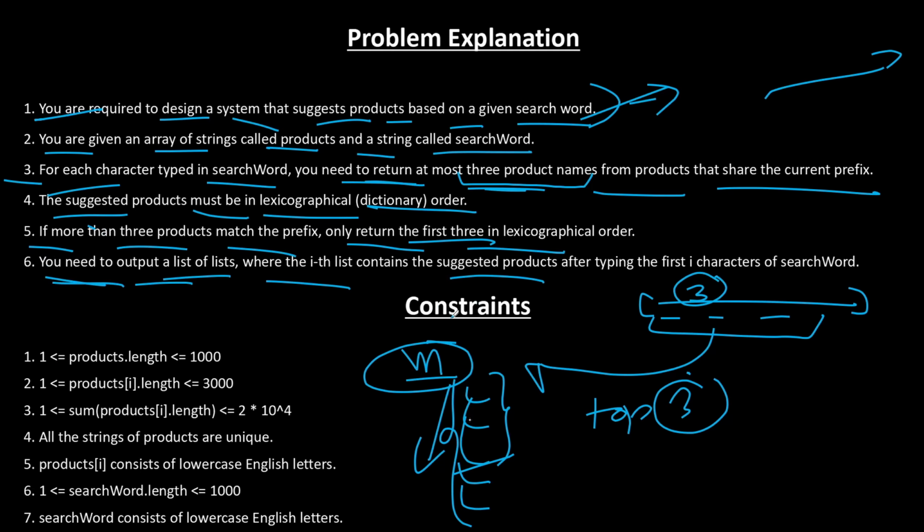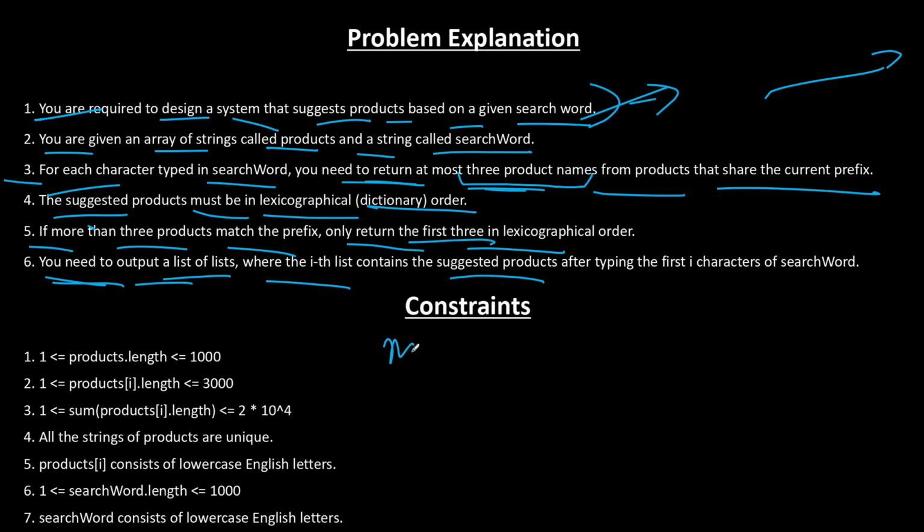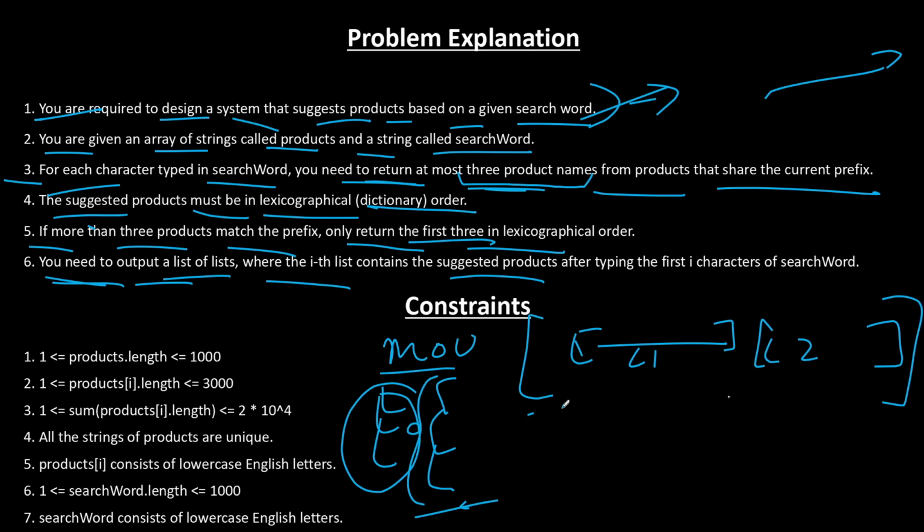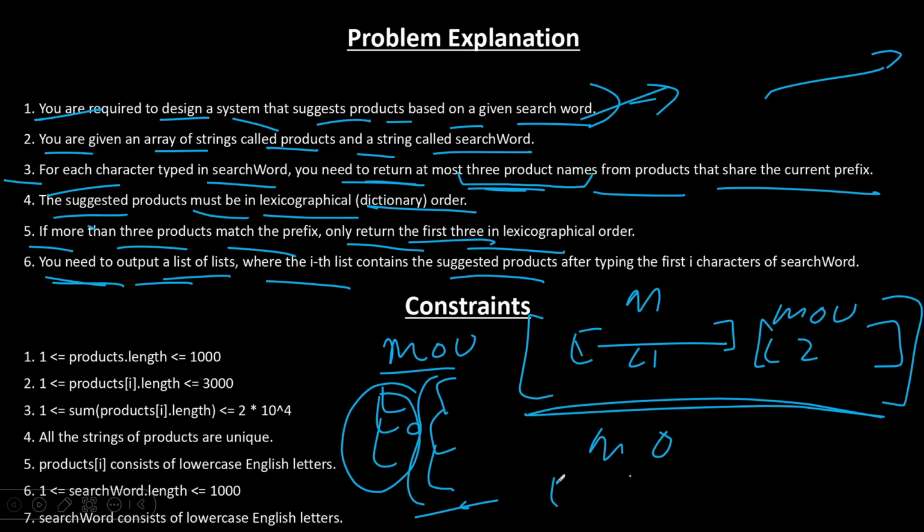It means that if you typed M, you got the 3 results, you store them in a list, this 3 in L1. Again, then you typed MOU, so you got another 3 updated lexicographically increasing list, and you have added it in L2. This becomes a 2D list, and basically you have to return this. The result for M, the result for MOU, and there could be a result for MO, another list will be there. I hope you understood this point number 6 now.